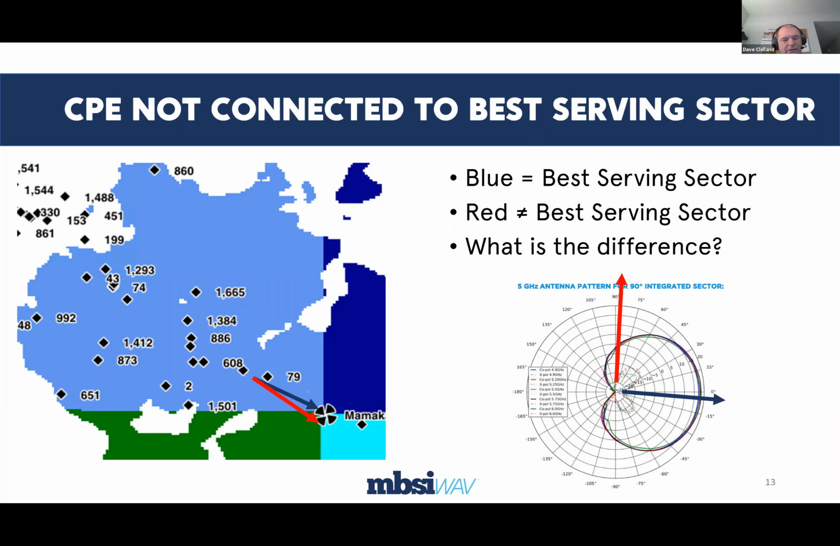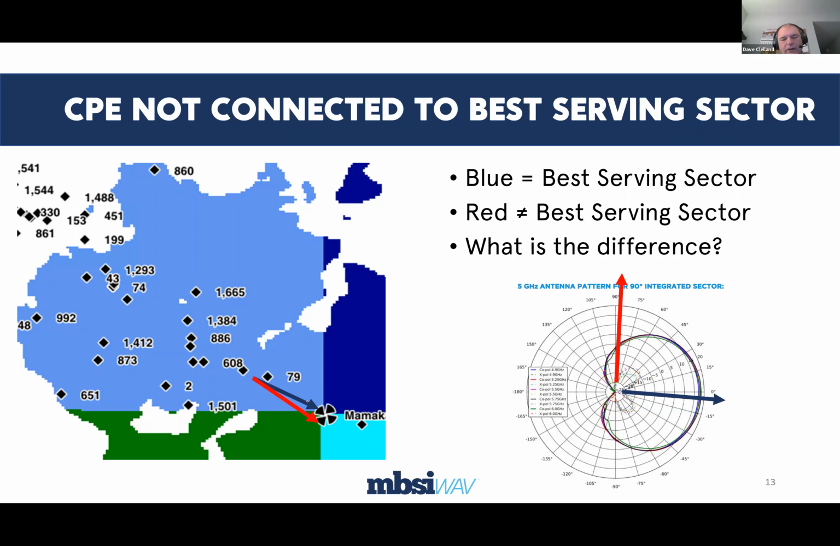What happens is the question. What happens if number 608 connects to this southwest sector? What's it going to experience? Well, in our little world here, since we're only a kilometer or two away from this, the signal strengths are going to be very, very high.